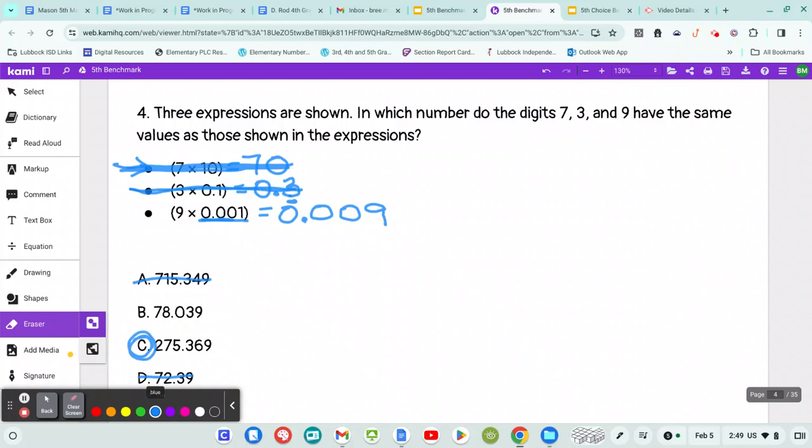C is our answer. It fits all the rules. B, I could also see how it could distract you because it's got the 7 in the tens place and the 9 in the thousandths place. And if you were not careful on that middle bullet, I could see how you could pick that one. C is our correct answer.